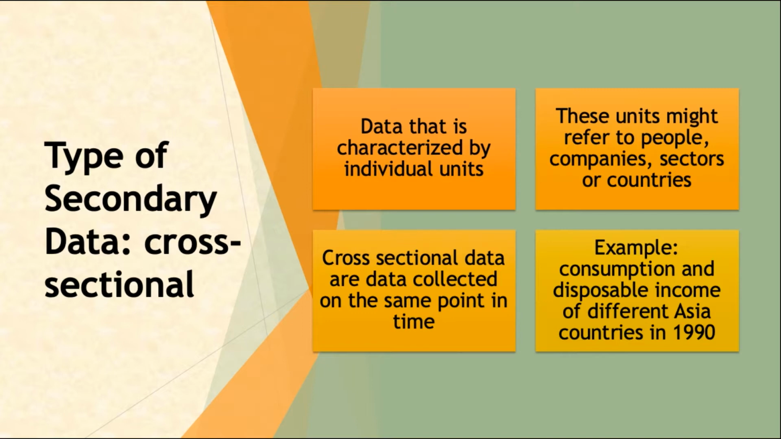Cross-sectional data also, as I described just now, is data that is characterized by individual units. So the units may refer to people, companies, sectors, or countries, and cross-sectional data are data collected at the same point in time. An example: consumption and disposable income of different Asian countries in 1990.